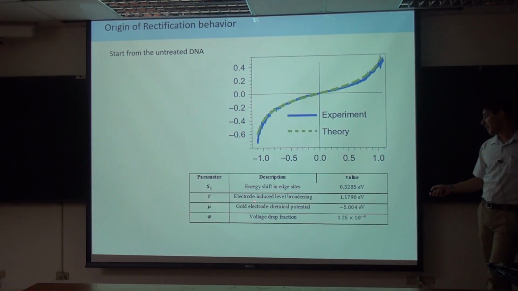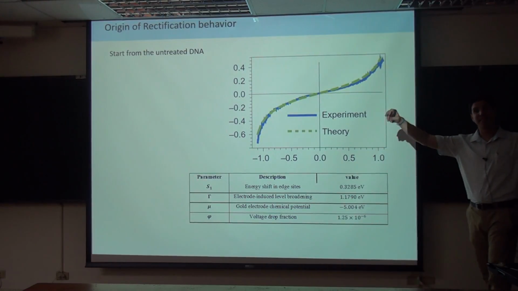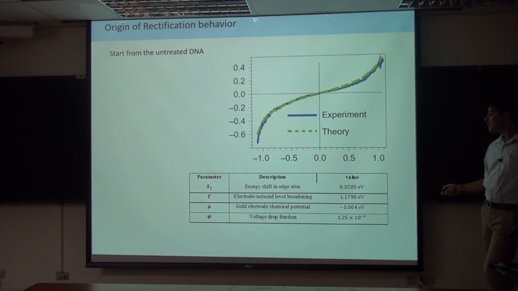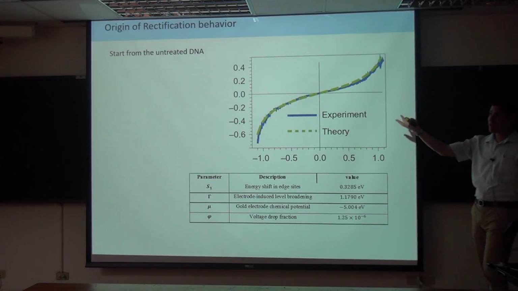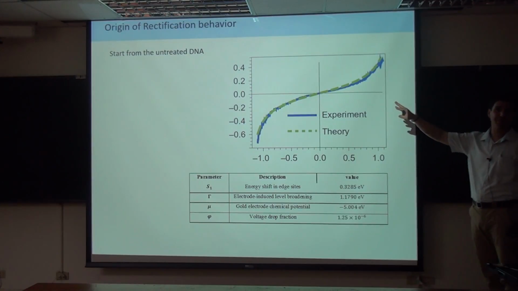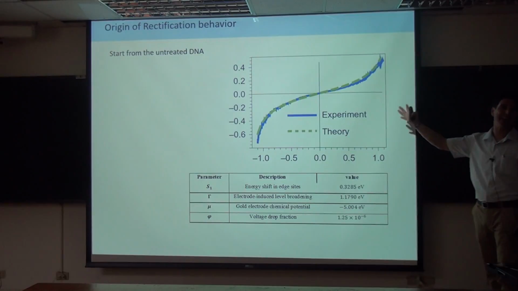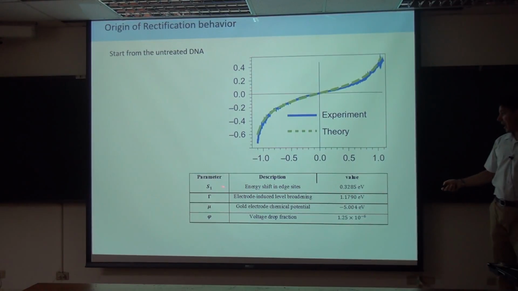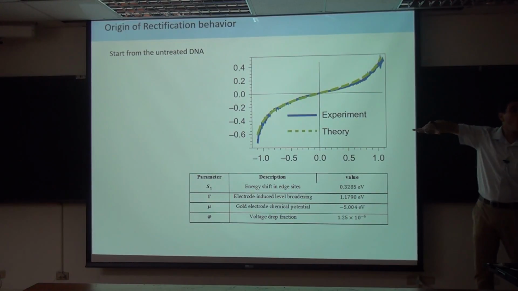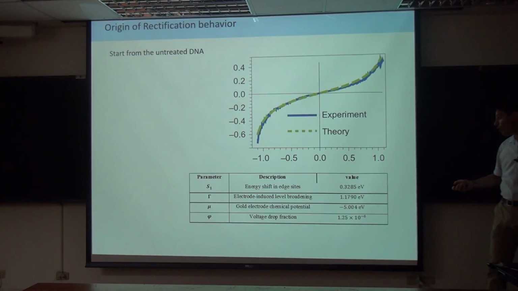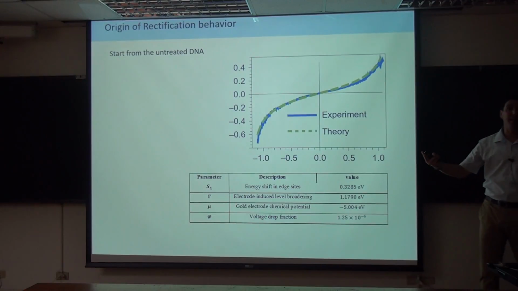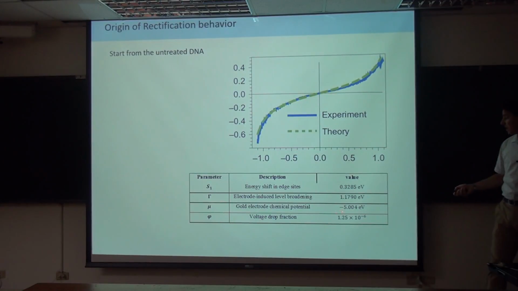One parameter is the coupling between these thiol groups and the gold. The other parameter is the shift that the bases feel when they are close to the gold electrodes, because you know they're electrostatically gated because there are many electrons in the gold. And the other parameter is how much of the voltage is actually dropping on your molecule. And we even take the gold chemical potential as a free parameter just to make sure that we get the right value. Indeed, we get something within the range of 5 to 5.3 electron volts, which is the known value for gold.